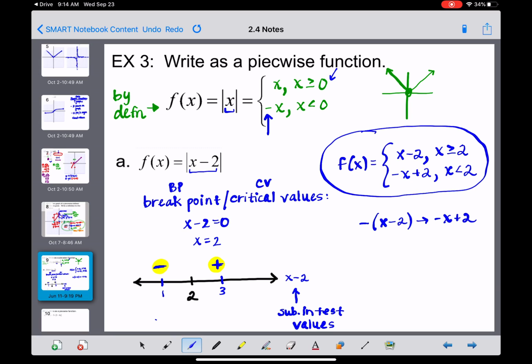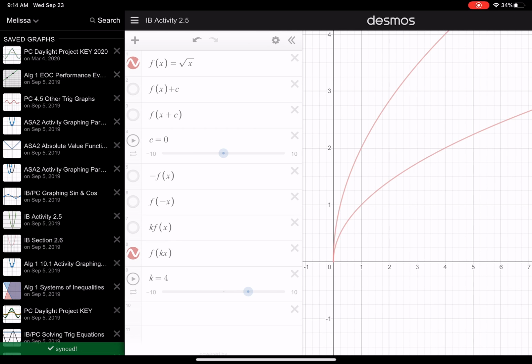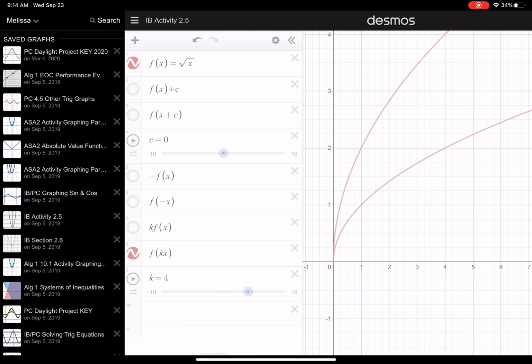So that is how we would write this particular absolute value equation as a piecewise function. Here's kind of what's going on. Well, actually, instead of graphing it, since we're going to do that tomorrow, I'm going to graph it in Desmos. So y equals the absolute value of x plus 2. Let's get a new graph.